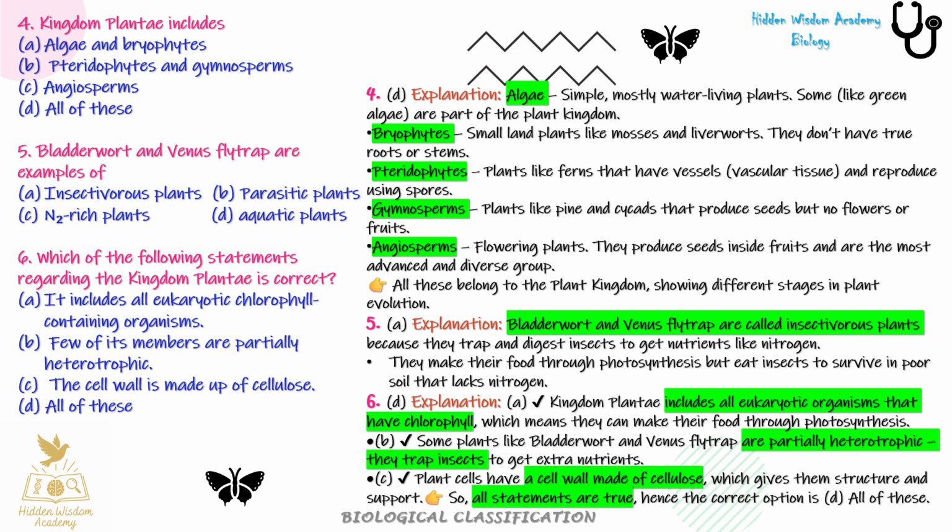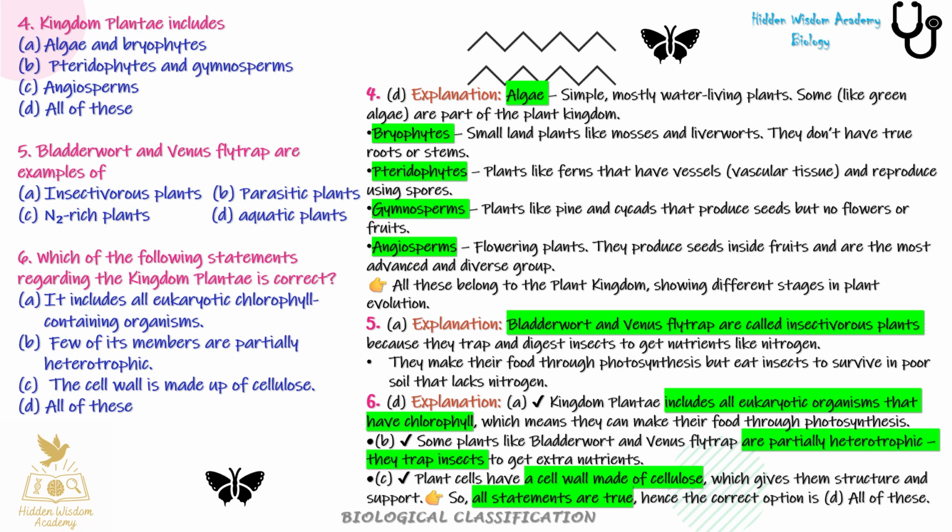Question 4. Kingdom Plantae includes Option A. Algae and bryophytes. Option B. Pteridophytes and gymnosperms. Option C. Angiosperms. Option D. All of these.